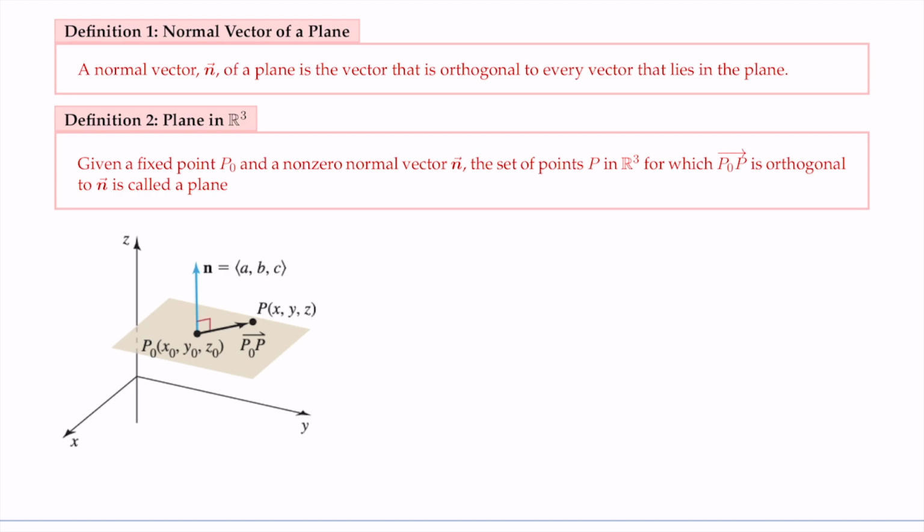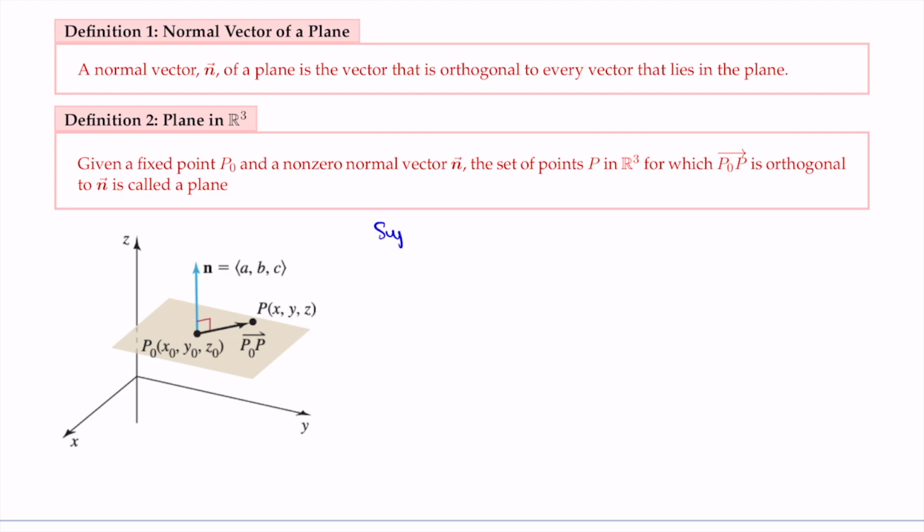The next definition I want to talk about is a plane in three-dimensional space. Given a fixed point p0 and a non-zero normal vector n, the set of points p in R3 for which the vector p0p is orthogonal to n is called a plane. So that's the definition of a plane in R3, and we're going to use the normal vector that is orthogonal to the vector p0p to derive the equation of the plane.